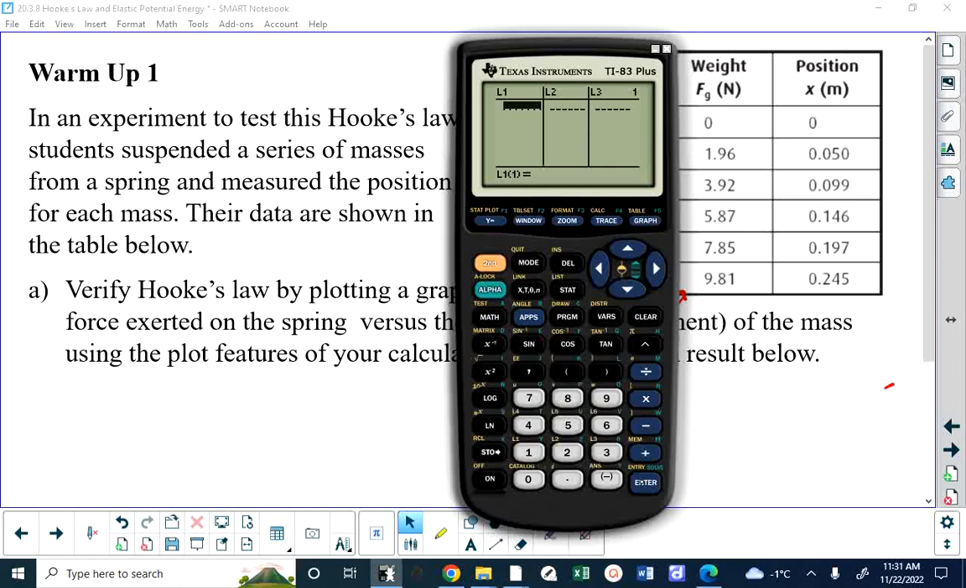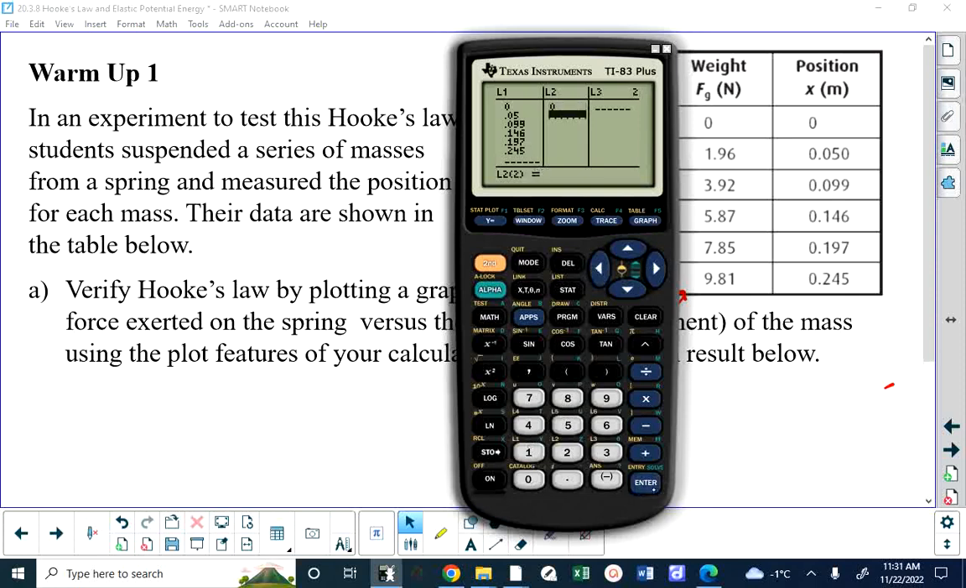So we're going to put in for X 0, 0.05, 0.099, 0.146, 0.197, 0.245, and for Y we're going to put the forces.